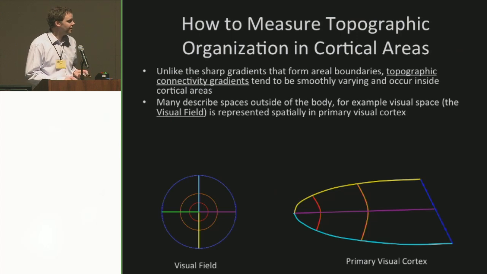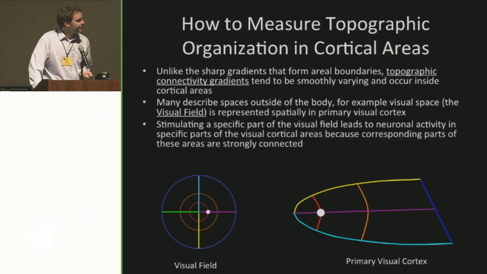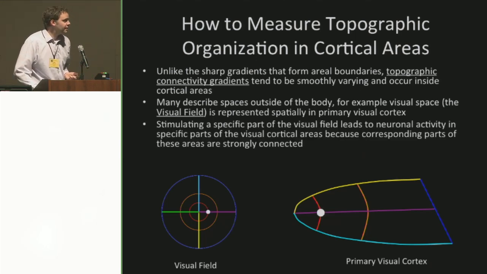Different parts of how close to the fovea or the periphery you are, the eccentricity, also have specific locations in visual cortex, foveal being on this side and peripheral on that side. So if we stimulate a specific part of the visual field, this leads to neuronal activity in specific parts of visual cortical areas. And that's because the corresponding parts of these areas are strongly connected.